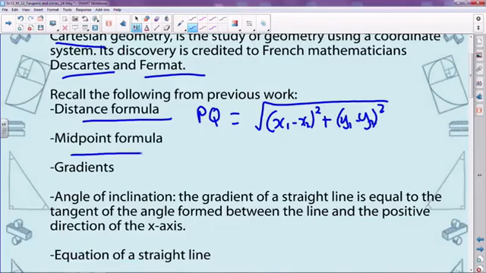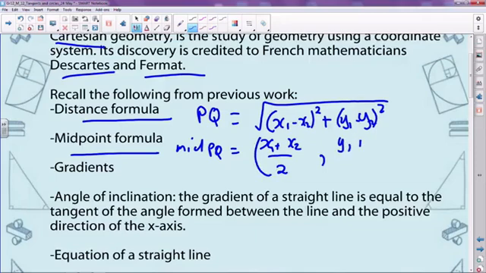Your midpoint formula helps you to find the midpoint of any line segment. So the midpoint of a line, let's say PQ again, is the sum of the two x coordinates, x1 plus x2, divided by 2, that gives you the x coordinate, and then the sum of the two y coordinates divided by 2. All right, gradients or slopes. We know the gradient is given by the change in y over the change in x, and obviously here we're just talking about straight lines.